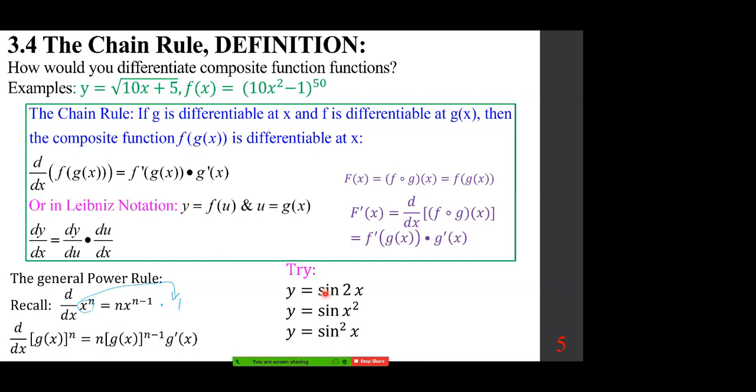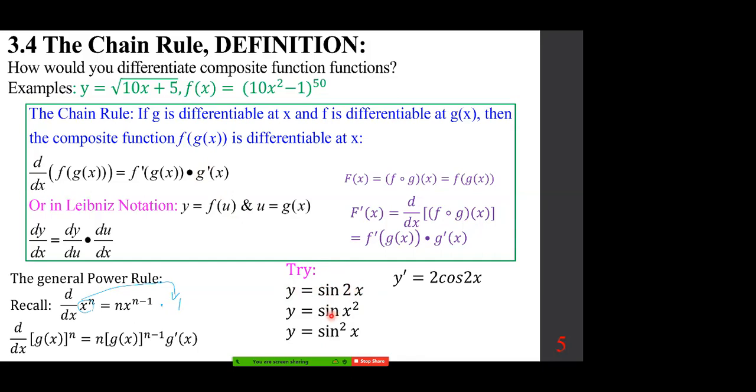So the derivative of sine 2x versus sine x squared versus sine squared x. One thing I want to tell you, if you're dealing with trigonometric functions and you want to differentiate, the way you read it could make a difference. If I'm differentiating this, I'm going to read it as sine and I'm going to stop. I'm going to pause because it helps me see the answer. What is the derivative of sine? Cosine. So the answer is cosine 2x. Now, because 2x itself is a function of x, then I need g prime of x. So the g function is 2x, so times 2.